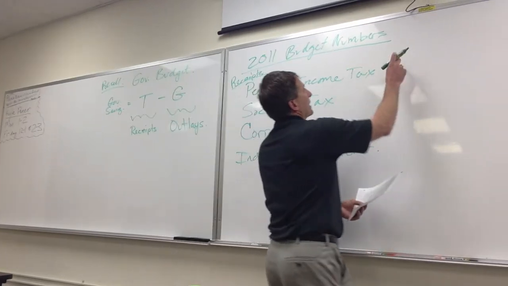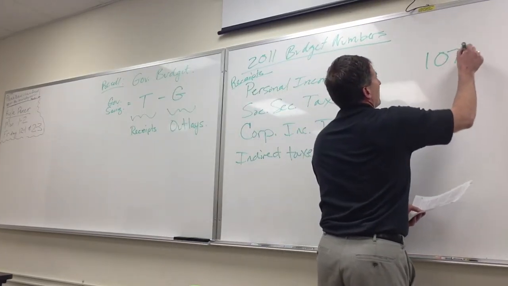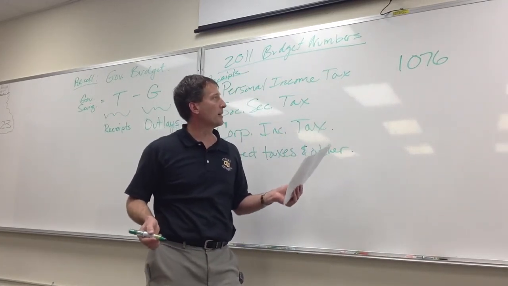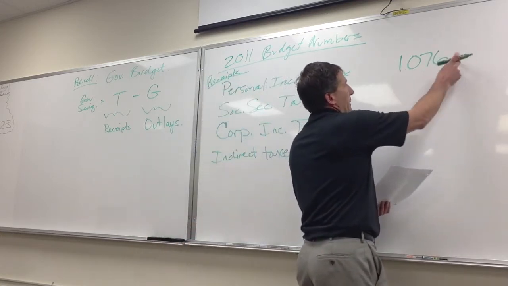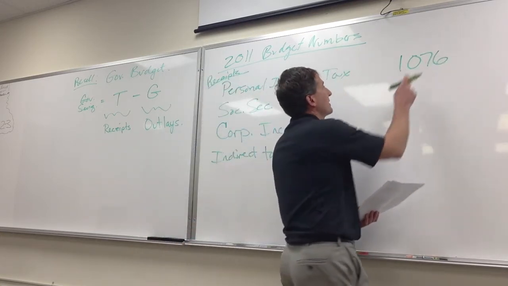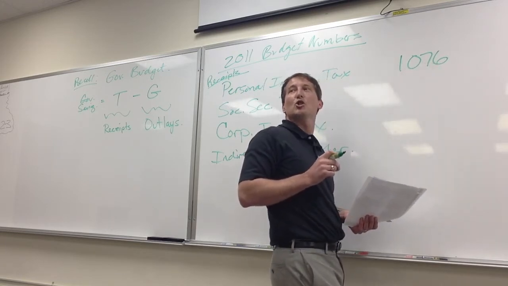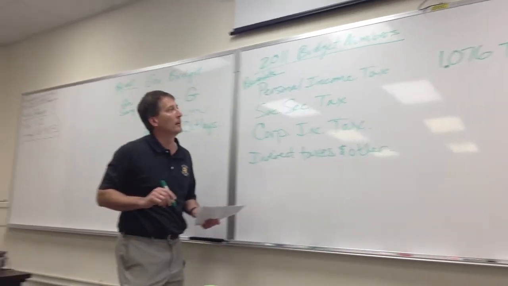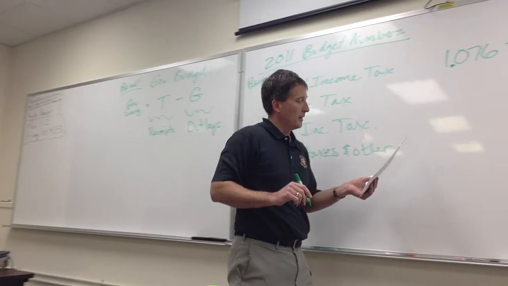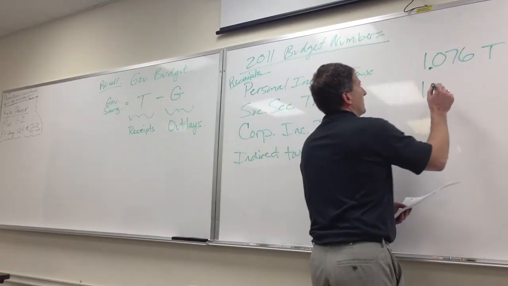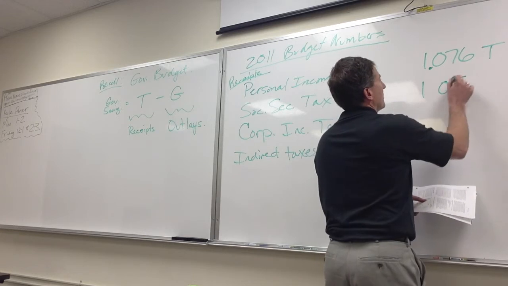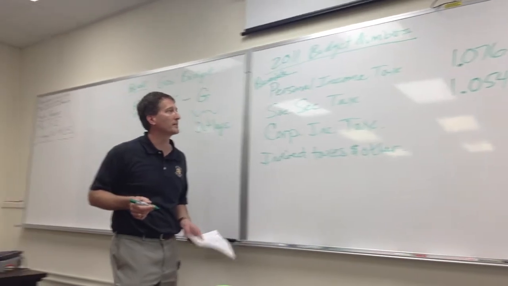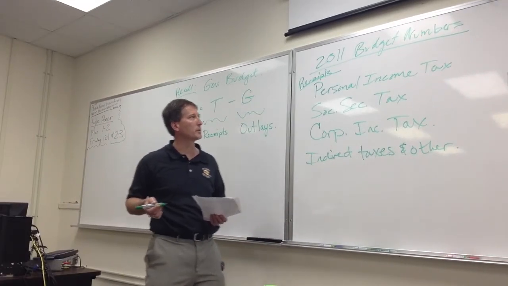So personal income taxes ended up being about $1,076 billion. 1,000 billion is 1.07 trillion. So let's just say that that's a big old trillion. Social Security taxes was 1,054 billion, about a trillion, similar to personal income tax.